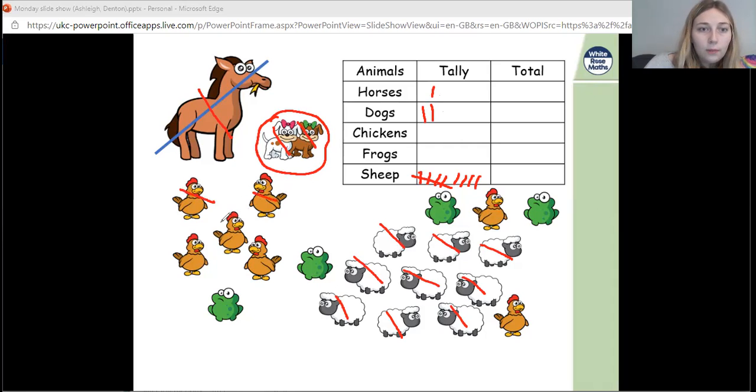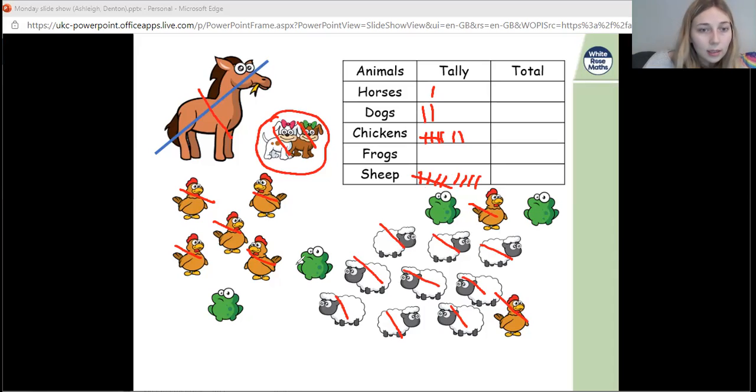Chickens, let's count the chickens together. 1, 2, 3, 4, 5. There's some more over here. 6, 7 chickens. Okay, so I'm going to have to do 7 tally marks. 1, 2, 3, 4. Now 5 needs a special line through the middle. 6, 7 chickens. Good job.